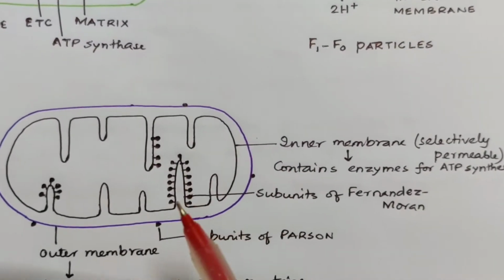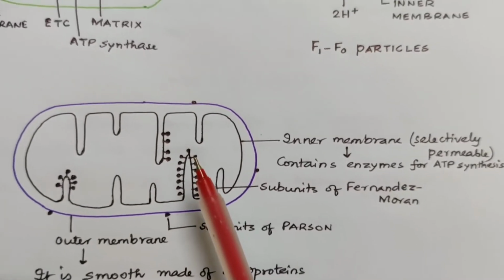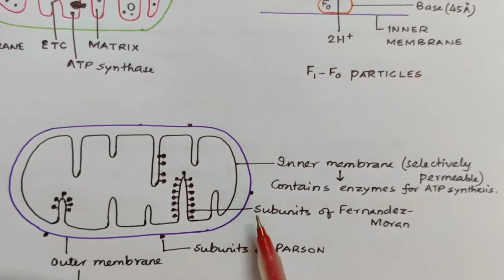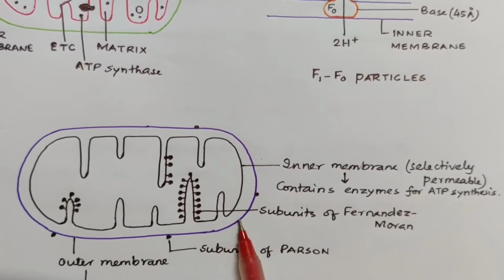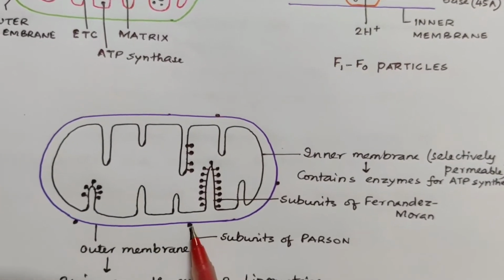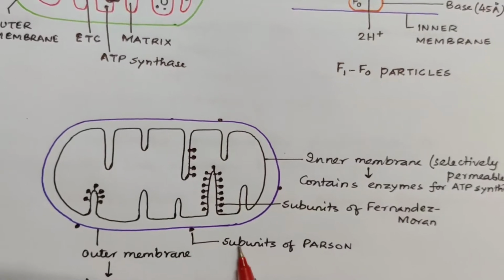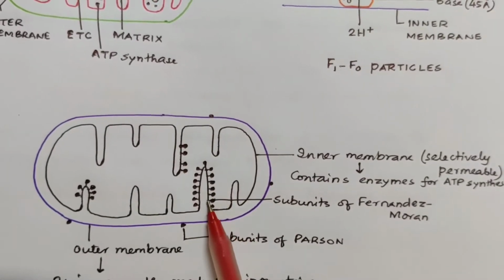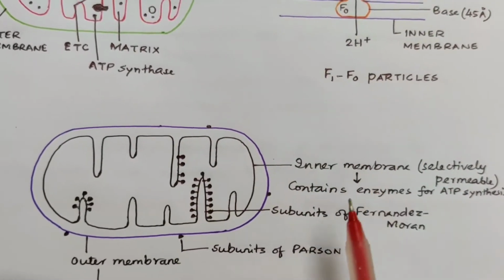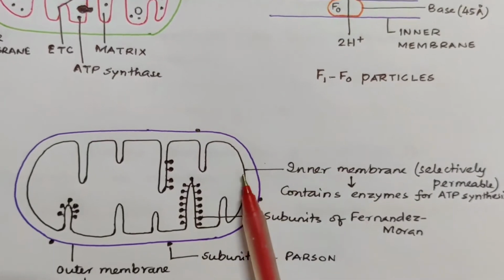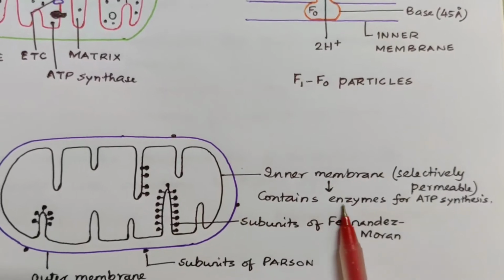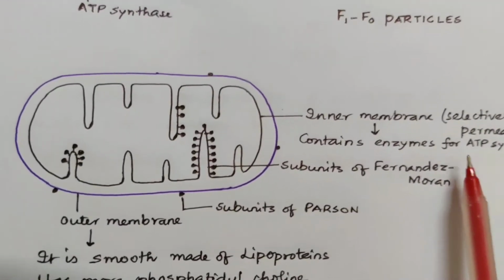Here is another picture of mitochondria, ultramicroscopic. This is the outer membrane, this is the inner membrane. The outer membrane is smooth everywhere except on a few occasions where it contains stalkless subunits, and within the cristae there are stalked particles known as subunits of Fernandez-Moran, or F1, F0 particles, or oxysomes. The inner membrane of mitochondria is selectively permeable. It contains enzymes for ATP synthesis.